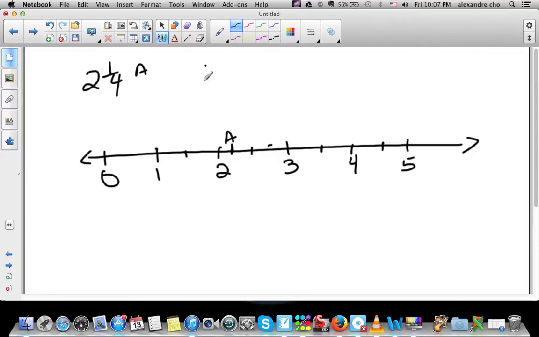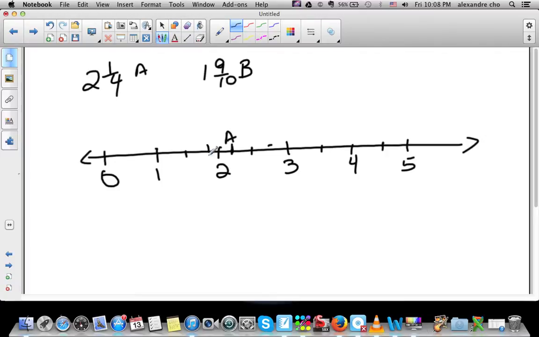Okay. 1 9/10. Let's call that B. So I'm going to take one step and 9/10. So from 1 to 2, if I were to cut that in 10 little pieces, I would go 1, 2, 3, 4, 5, 6, 7, 8, 9.